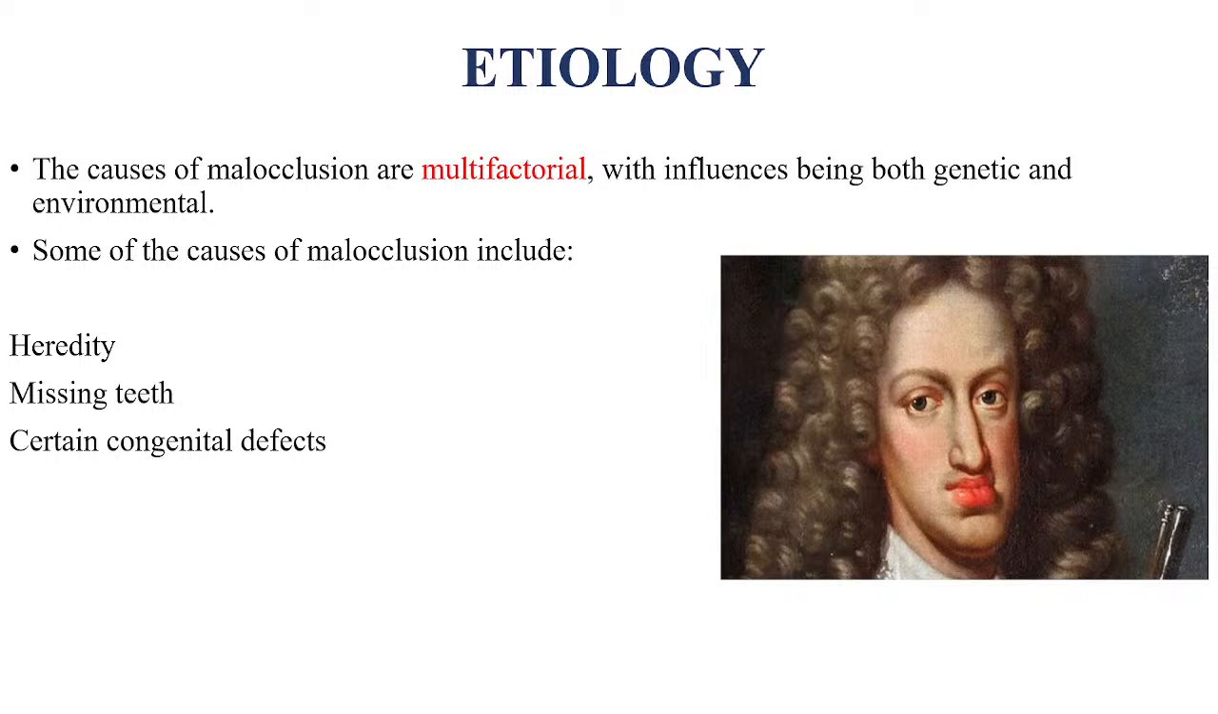Missing teeth, also called anodontia. Okay, so it may be congenitally missing teeth. If a few teeth are missing, we call it hypodontia or oligodontia. If all the teeth are missing, associated with some syndromes, we call it anodontia. Certain congenital defects, very commonly seen, like cleft lip and palate. So in such situations, we can always expect malocclusions to develop.